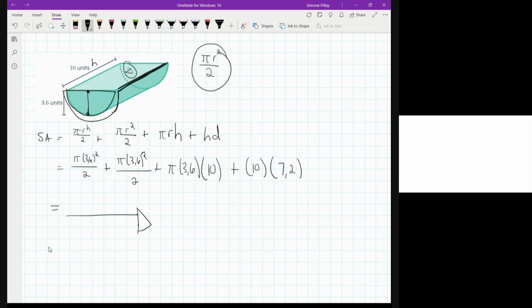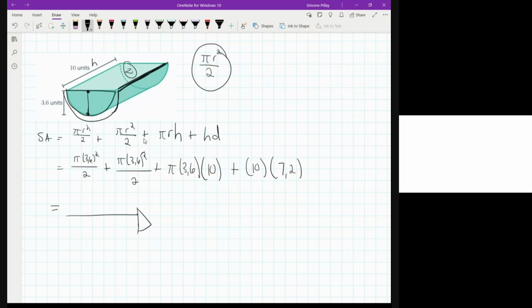Yes, Imishle. Ma'am, I just wanted to make sure and clarify. With the formula, does the pi RH come from pi times the 3.6 times the 10, and then the HD is from the 10 times the 7.2? Yes, okay. Thank you, ma'am.